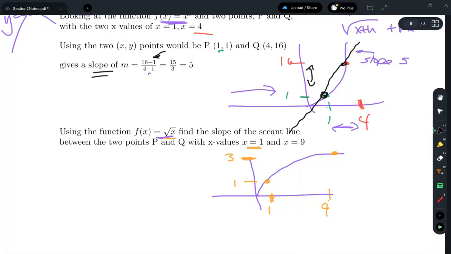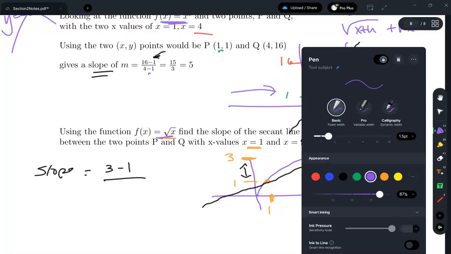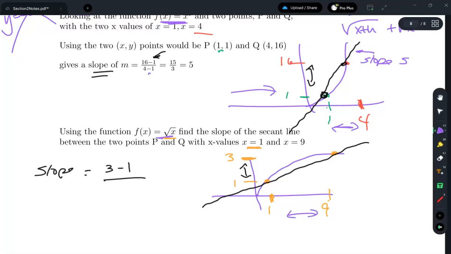So let's draw the secant line. So it's just the line between those 2 points. And to find the slope of that line, I'm going to be taking the change in the y values. So that's 3 minus 1, divided by the change in the x values, which would be 9 minus 1. So that's 2 over 8, or 1/4. So that's the slope of the secant line.